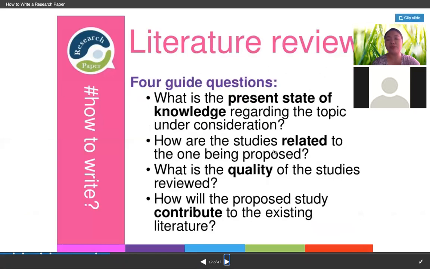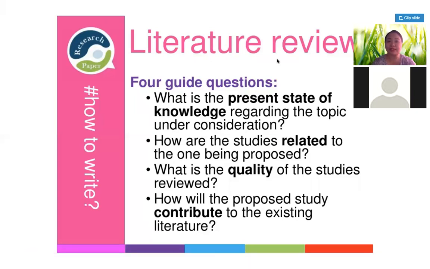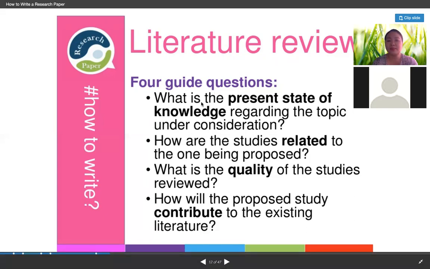So for the literature review, I have just presented to you an example of a review paper. Although this is a literature review, our common mistake is that we just copy and paste all the findings of previous studies. So a literature review is not only pasting or a compilation, but also a general interpretation of what has been studied before. So what is the present state of the knowledge regarding the topic under consideration?